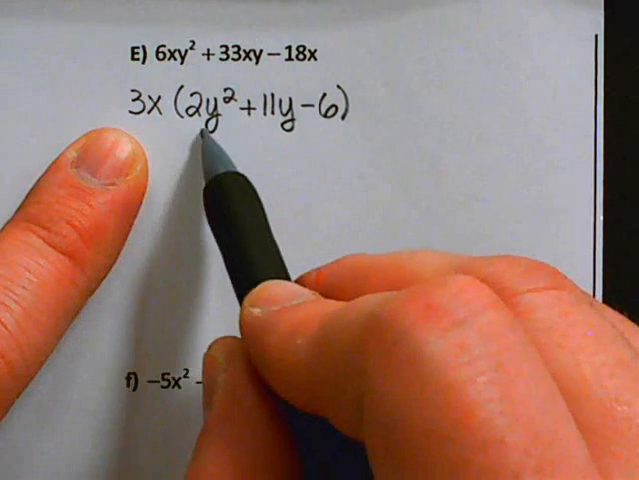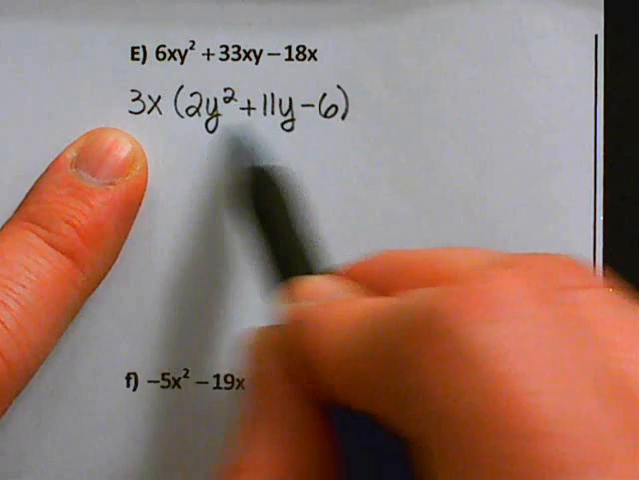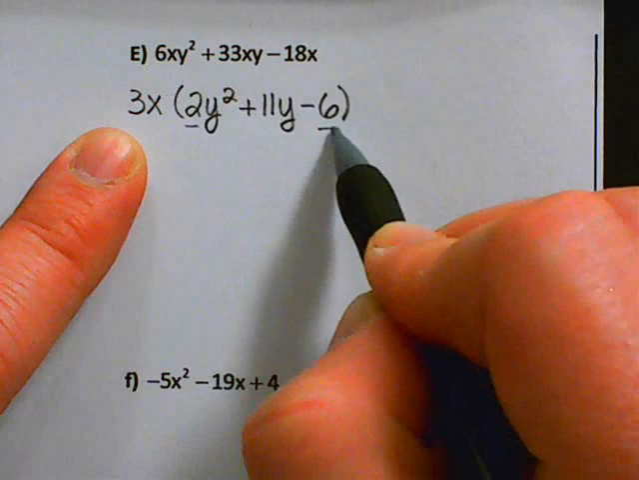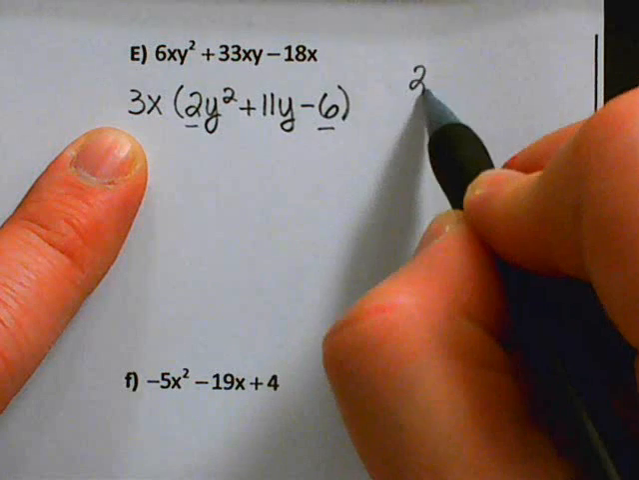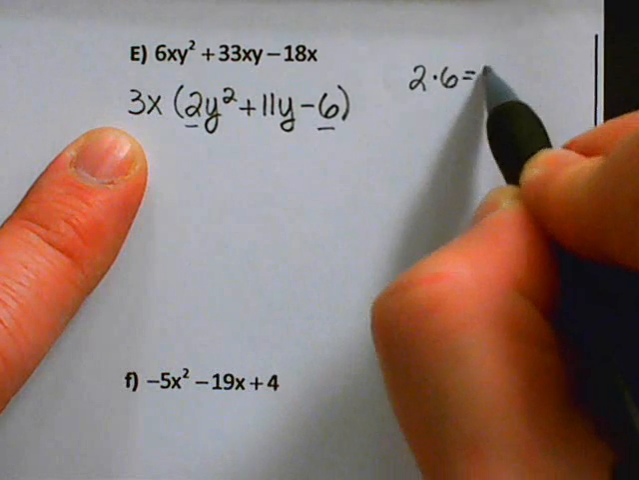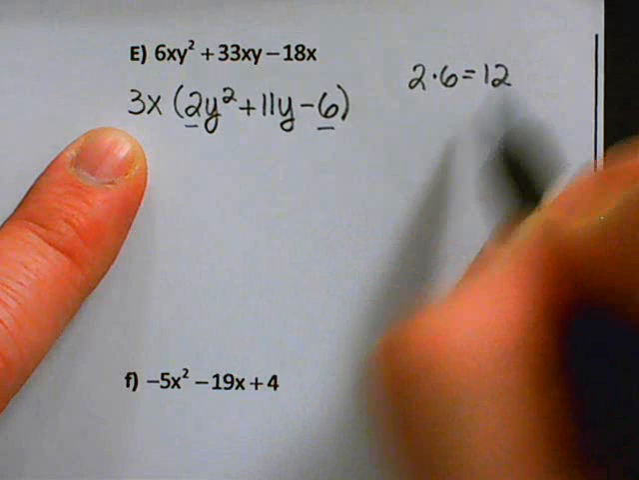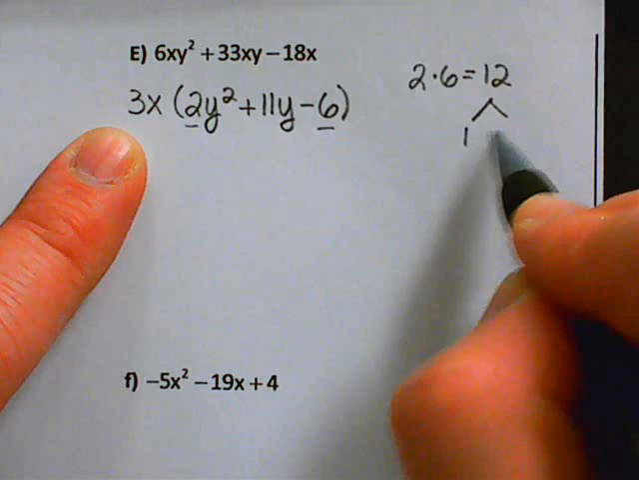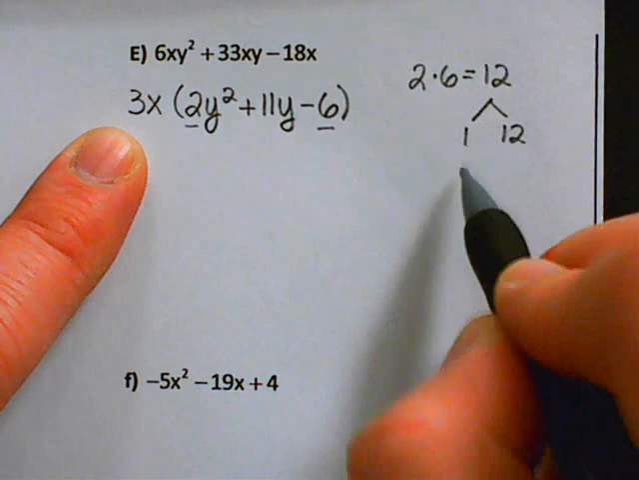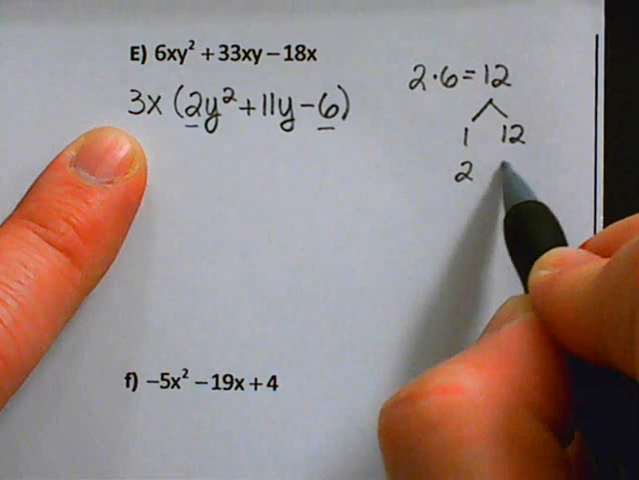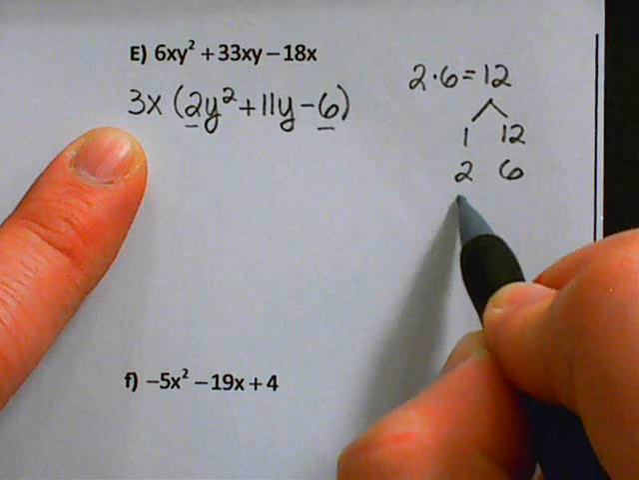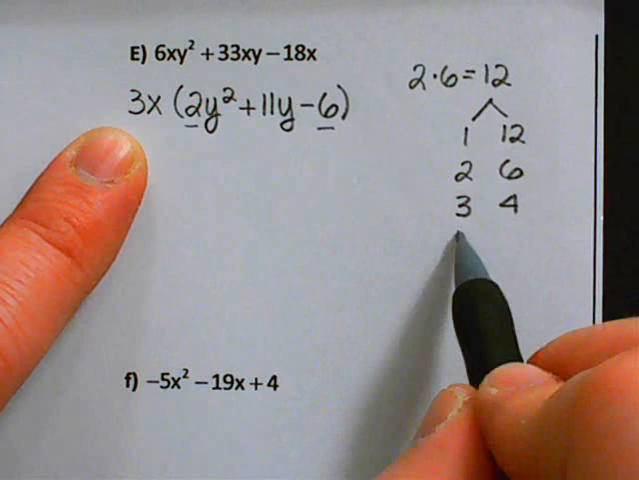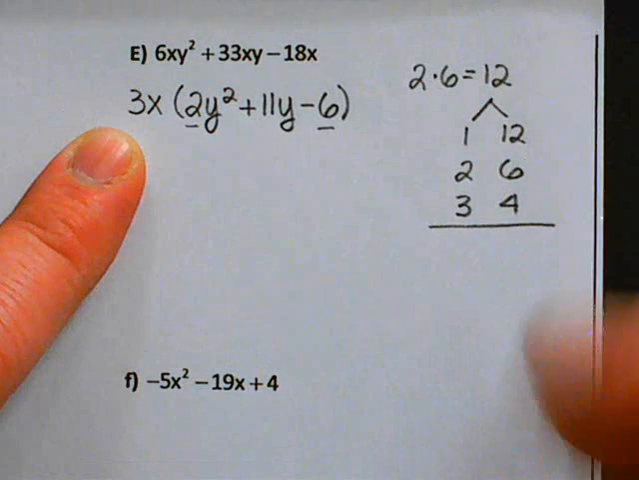Now what we're going to do is we're going to factor this guy in the middle. So we have 2 and 6. So we're going to come here and do 2 times 6 equals 12. I'm going to break down 12. What numbers give me 12? 1 and 12, 2 and 6, 3 and 4. And after that comes 4, so we're done with our list.